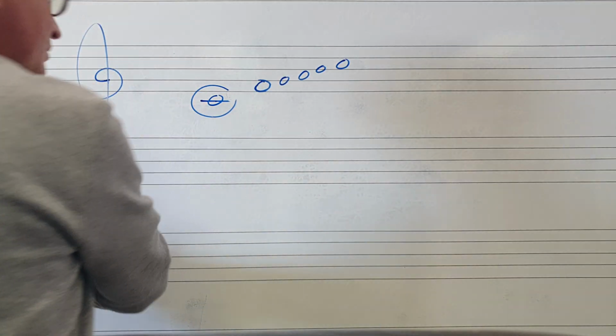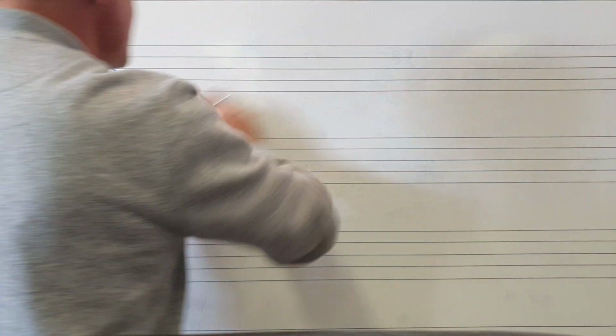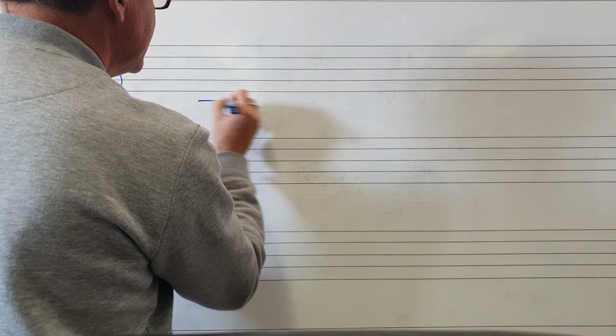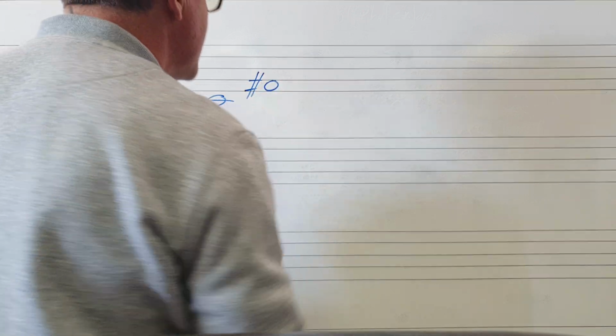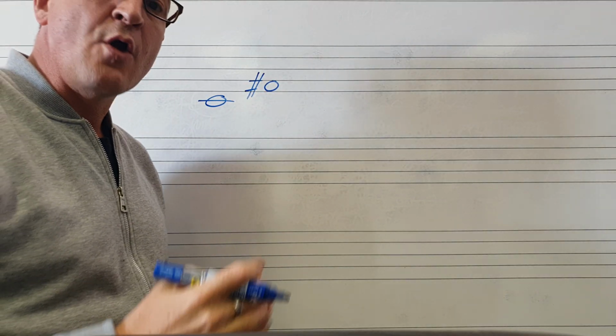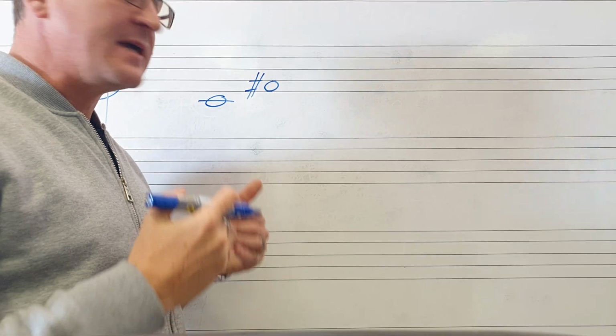So let's go through that process again. Let's do it slightly differently. Here is your interval, but in this time around, the second note has been raised. It has a sharp sign in front of it, and a sharp sign takes the note up by a semitone.